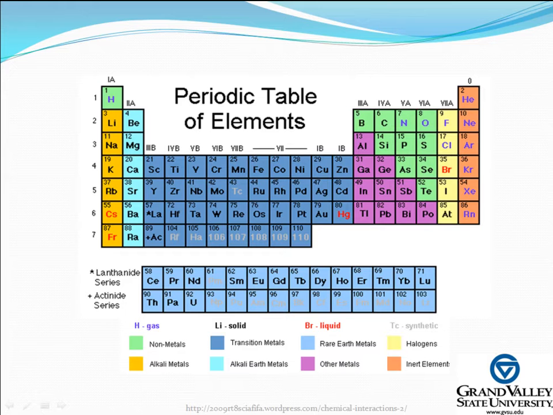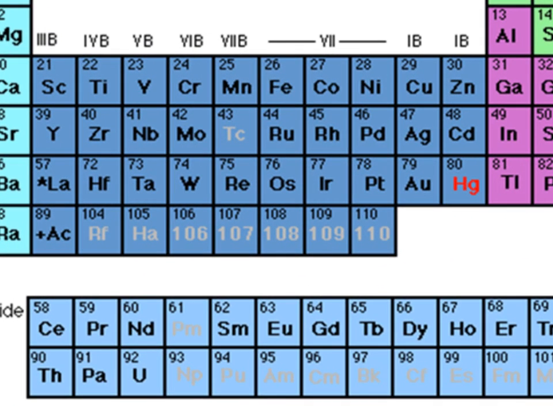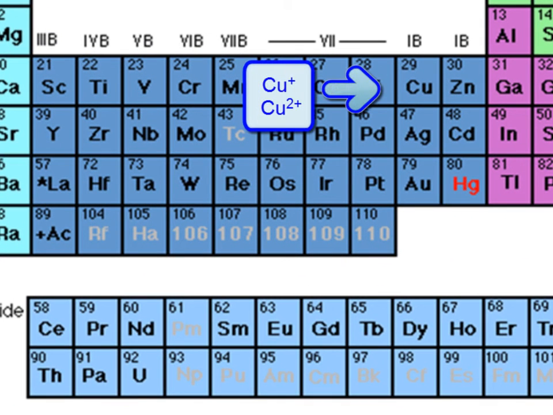When referring to the periodic table, the transition metals are located in the middle, also known as D block or group B. Transition metals are more electronegative than main group metals. Also, many transition metals can form more than one type of cation. For example, copper ion can have a 1+ charge or a 2+ charge.